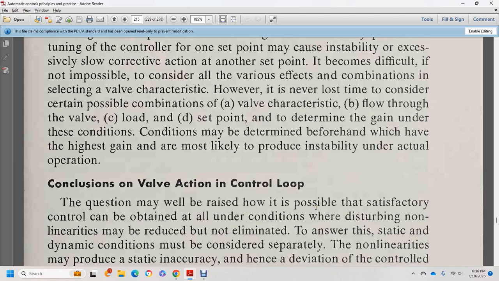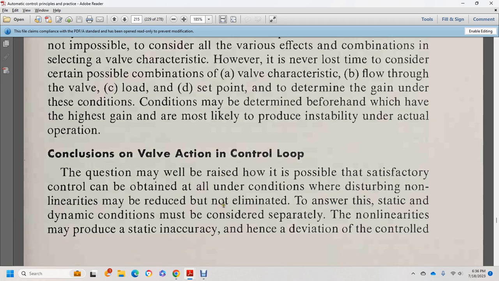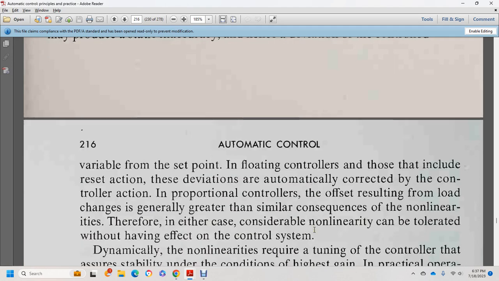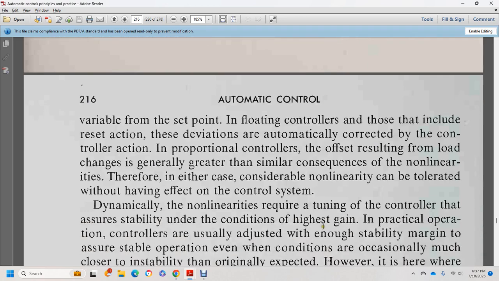Conclusion on the valve action in the control loop. The question may well be raised on how satisfactory control can be obtained under these conditions. Disturbing nonlinearities may be reduced, though not eliminated, to infinite static. Dynamic conditions must be considered separately. Nonlinearities may produce a static inaccuracy, hence a deviation of the controlled variable from the set point. For floating controllers for flows that include reset action, the deviation is automatically corrected by the control action. For proportional controllers, the offset resulting from the load change is generally greater than the similar consequence of the nonlinearity. Therefore, in either case considerable nonlinearity can be tolerated without having an effect on the control system.